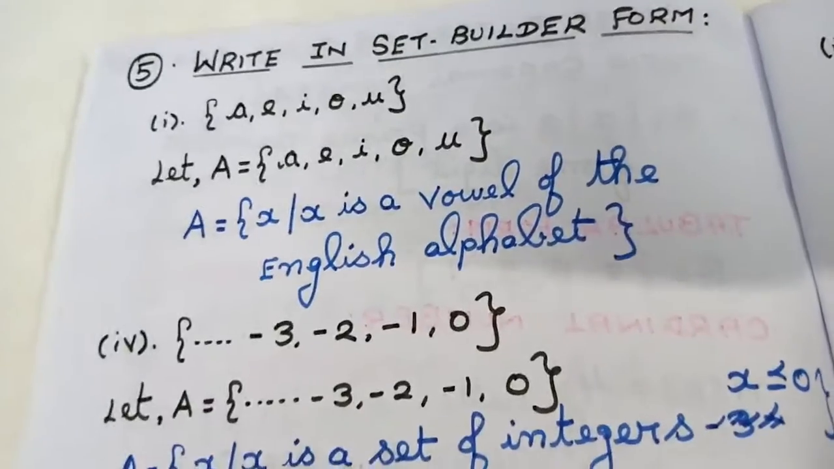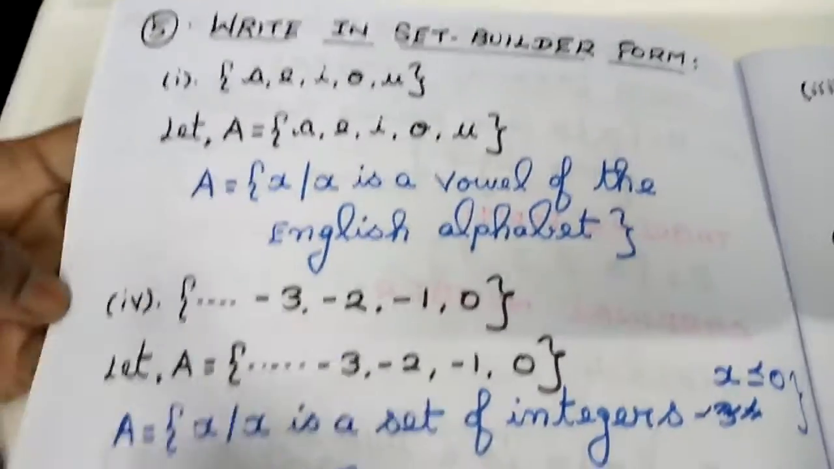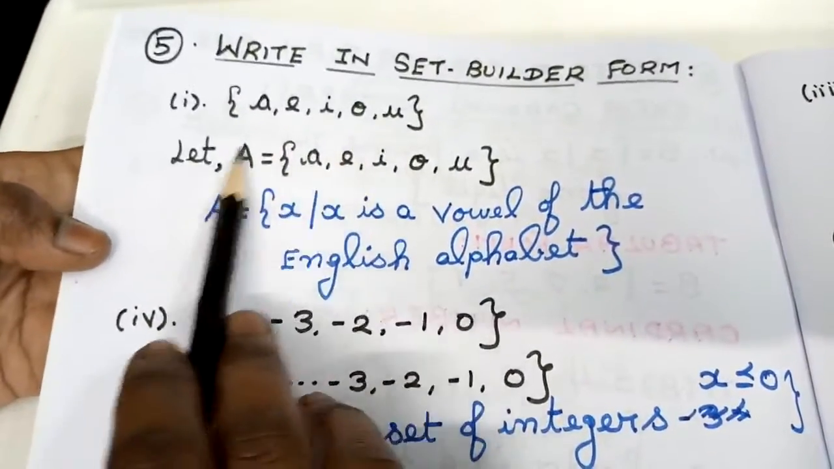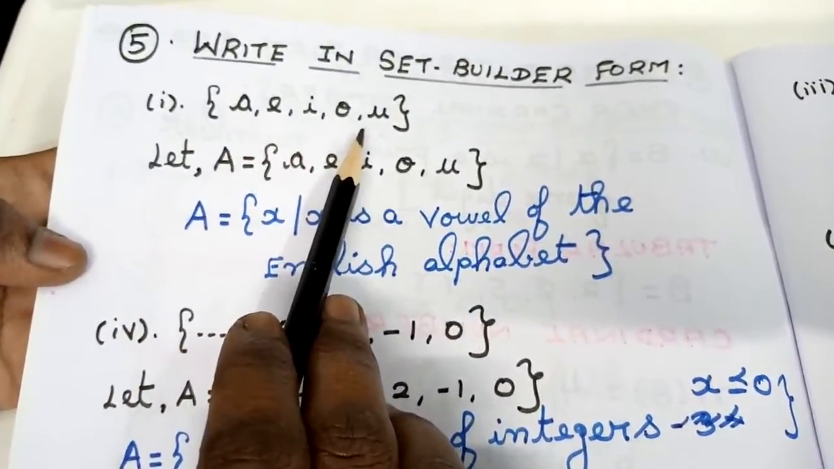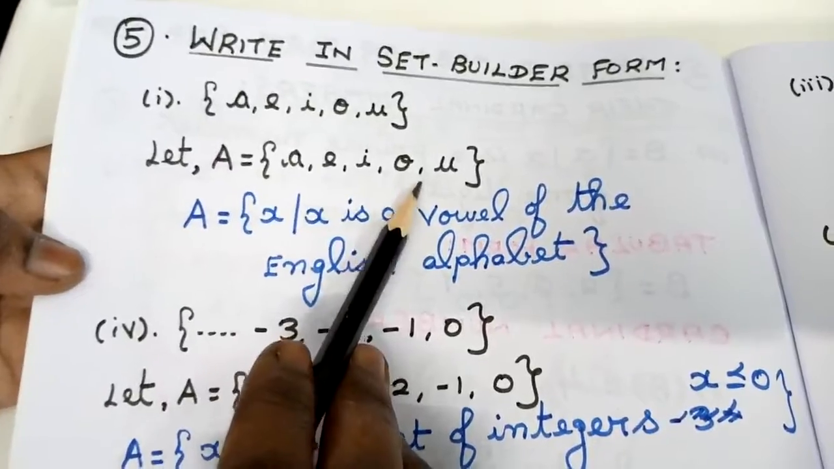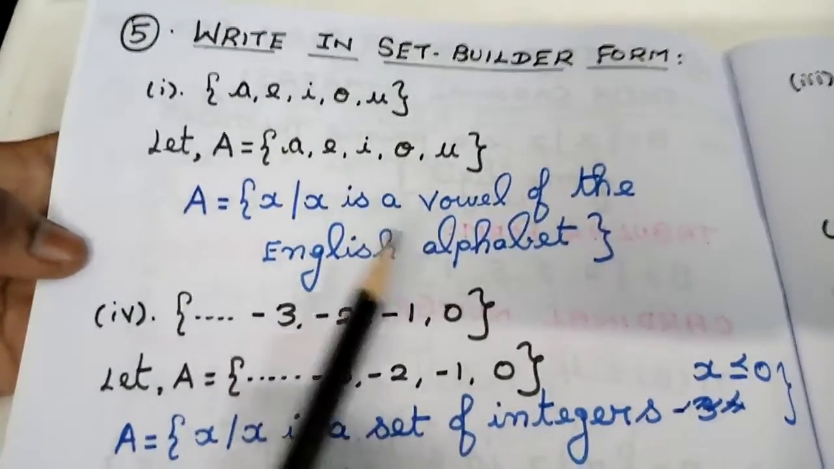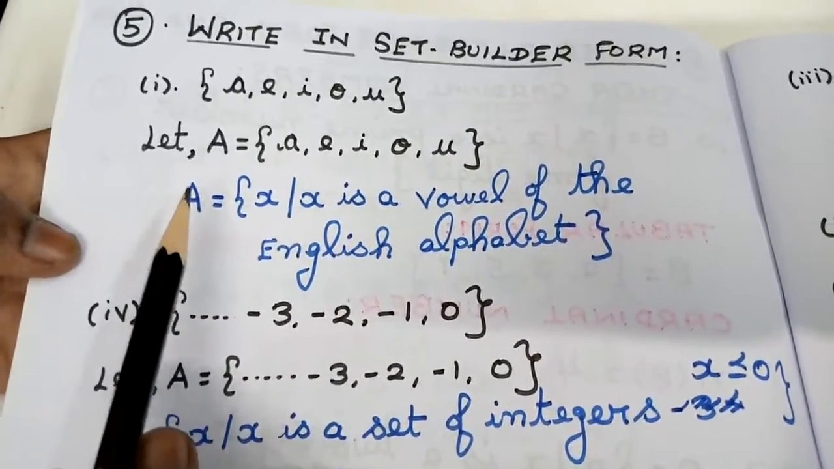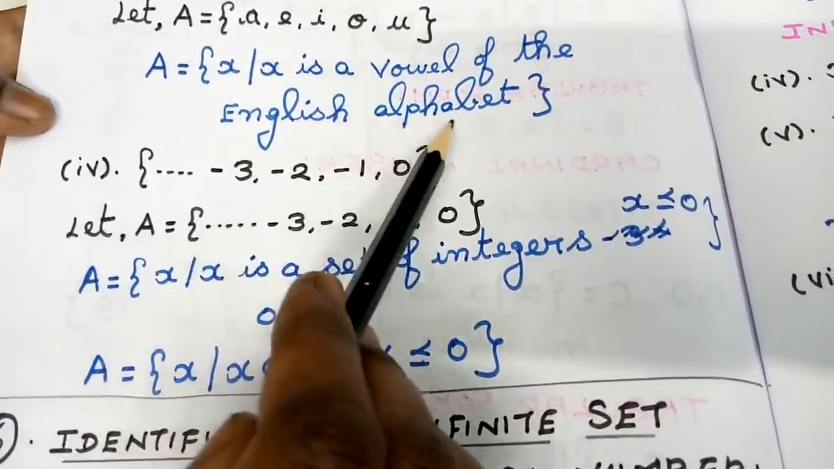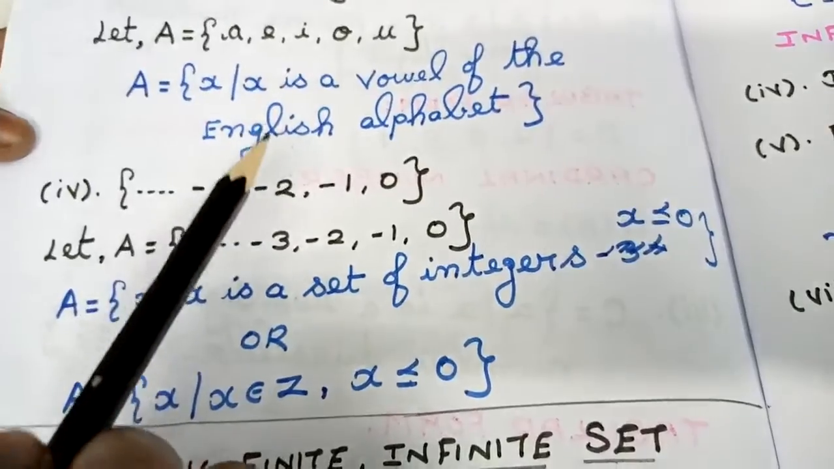Question number 5. Write in set builder form. The meaning of set builder form is nothing but rule method, which we have seen here. Now just see, this is a question given in your fifth part, students. I am going to name this set: let capital A equal to, I am just naming here. If you see the elements inside, A, E, I, O, U are the vowels in the English alphabet. So this is a way of writing capital A. Set builder form means x such that x is a vowel of the English alphabet. They will give you the mathematical form and you will convert it into a statement. That is the procedure for set builder form.